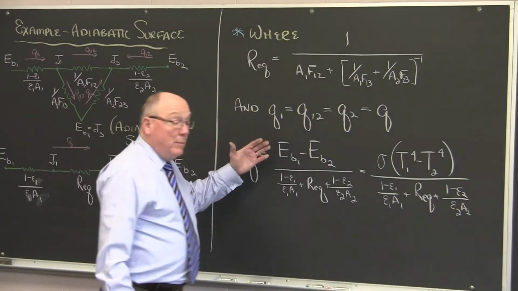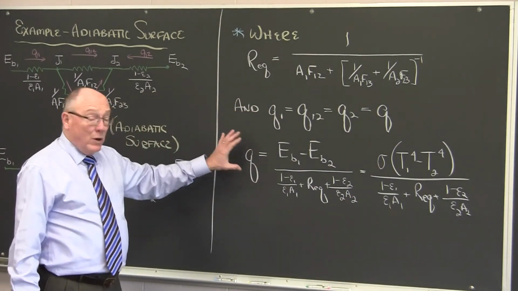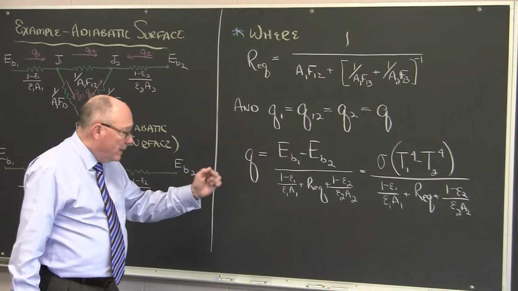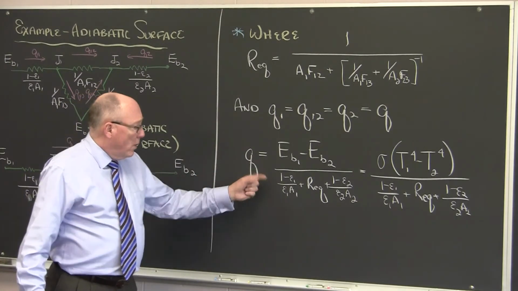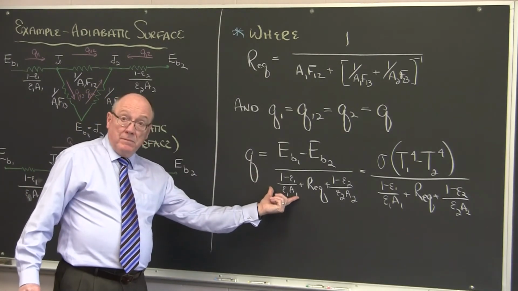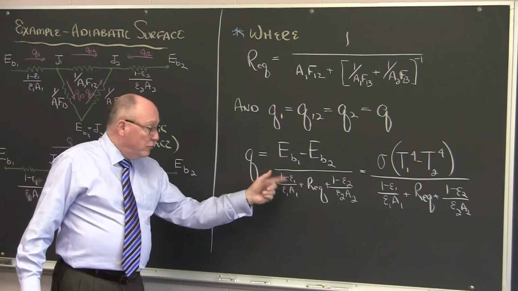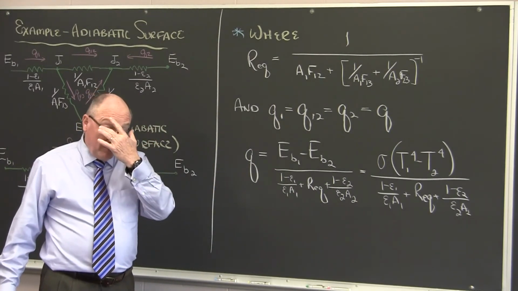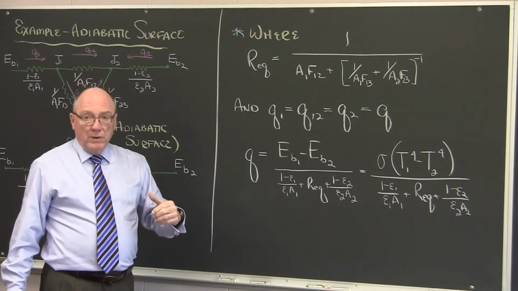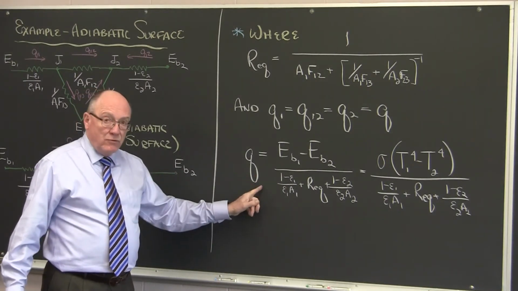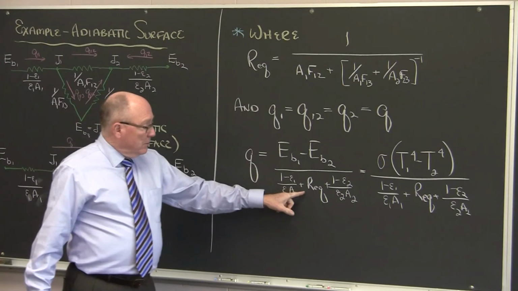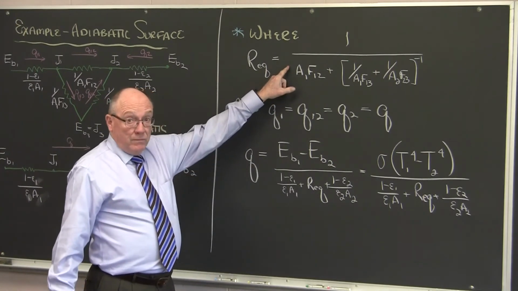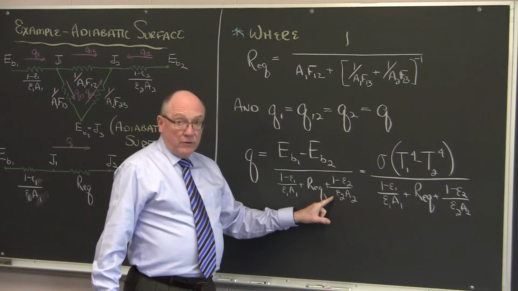When you are working problems of this nature in your homework or exams, it is critical that you solve for this number. All right? You solve for this. What is (1 minus epsilon 1) over (epsilon 1 times area 1)? Because I'm going to solve for it, I'm going to know what it is. I want to know where you made your mistake. Similarly, I want you to solve for this. And I want you to solve for this.